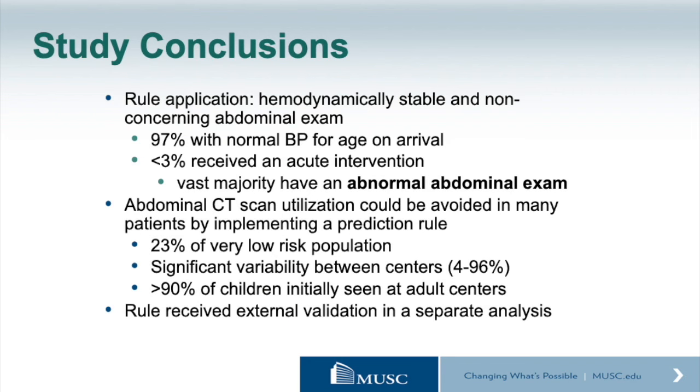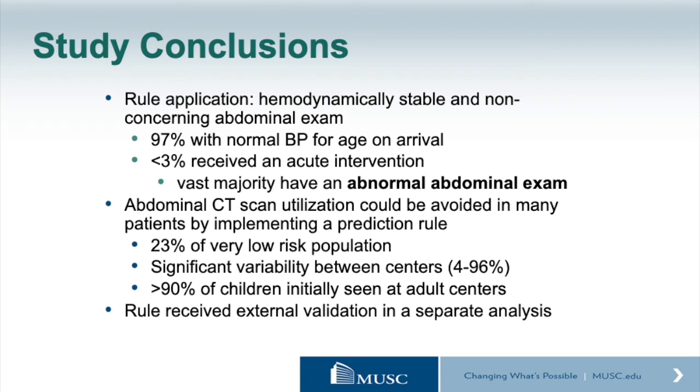Our study conclusions were as follows. The prediction rule was most helpful in patients that were hemodynamically stable with a non-concerning abdominal exam. These are patients where there's likely time to get an abdominal CT, and less than 3% received an acute intervention. Most importantly, the vast majority of patients that did undergo operation, transfusion, or angio had an abnormal abdominal physical examination.